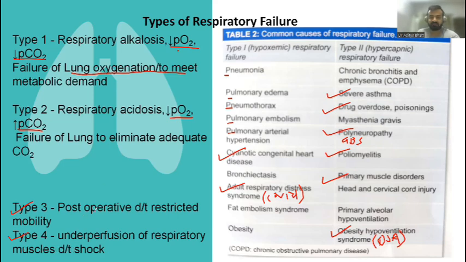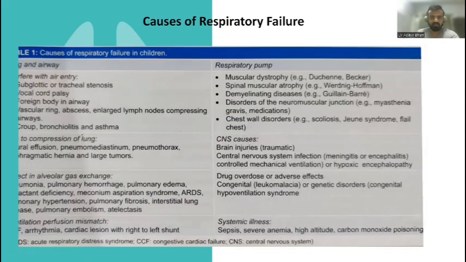The other two types are commonly asked, but they are not given in any book per se, though a lot of them have been classified. Type 3 is post-operative abnormality due to restricted mobility, and type 4 is underperfusion of respiratory muscles in case of shock. So these are the four types of respiratory failure seen in the pediatric population.